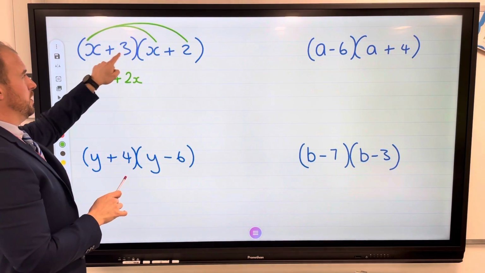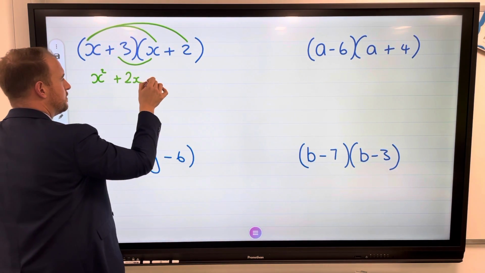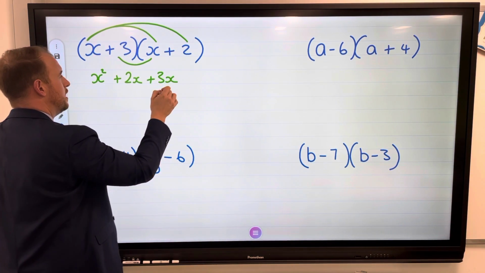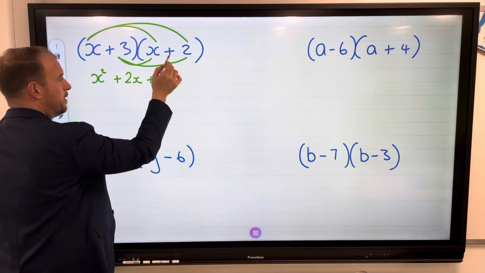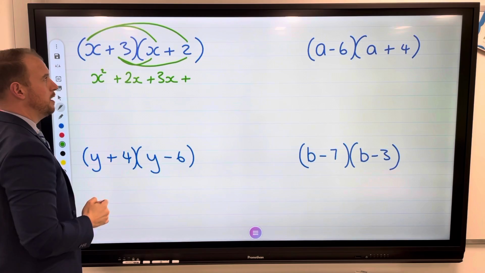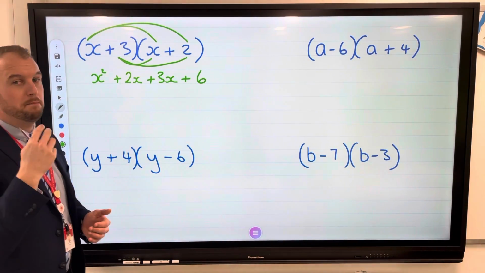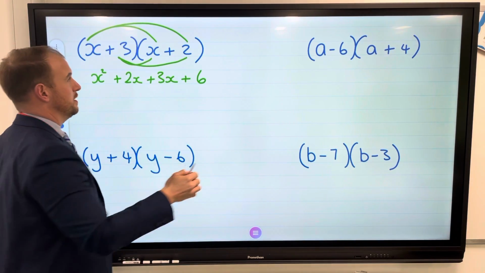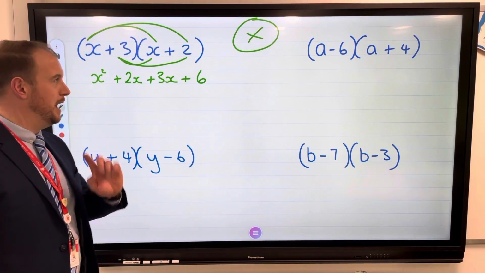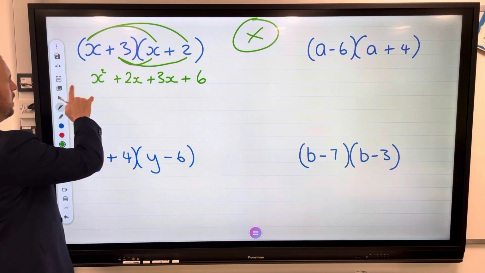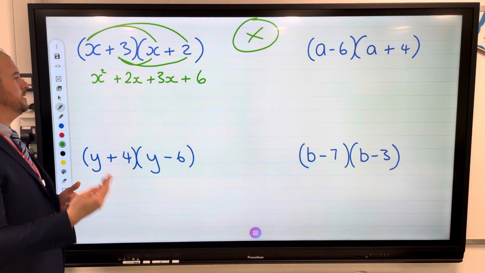And I'm going to concentrate on this positive 3. Well, positive 3 times x is 3x. And then 3 times 2, a plus and a plus makes a plus. 3 times 2 is 6. Remember, I have multiplied every single term. I put a big times sign in the middle there to help us remember. So I've got x squared plus 2x plus 3x plus 6.